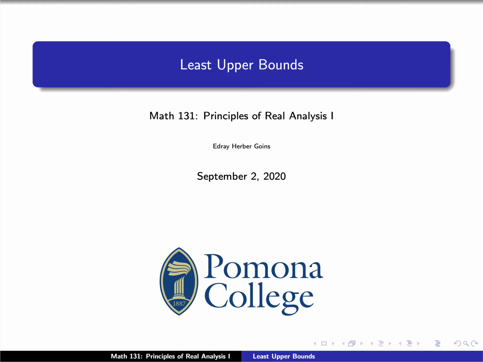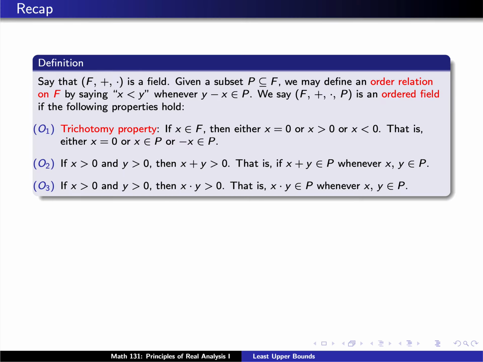Today we're going to discuss least upper bounds. Let's review from last time. Say that we have a field. That is, we have a triple consisting of a set F, addition plus, and multiplication dot.